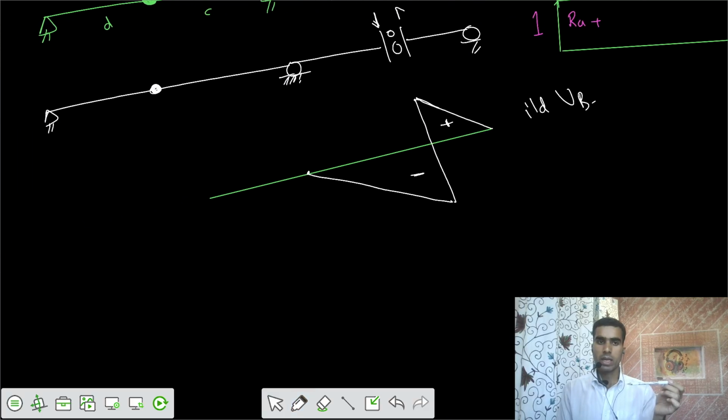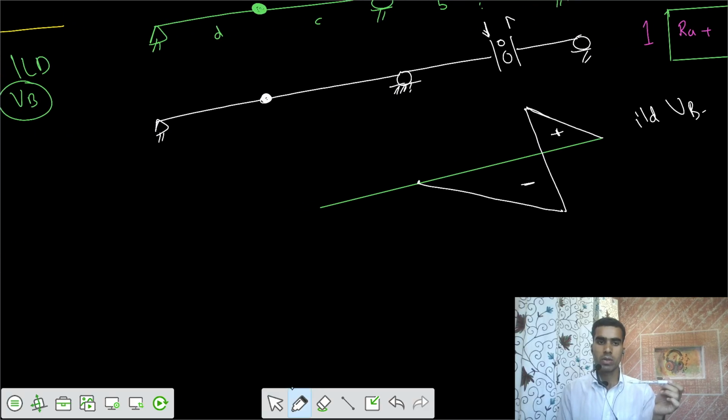Now talking about the other part of the beam, we have some internal hinge at this location, and we have some fixed side here. So we need to say what the variation is here. Let's take that part now.